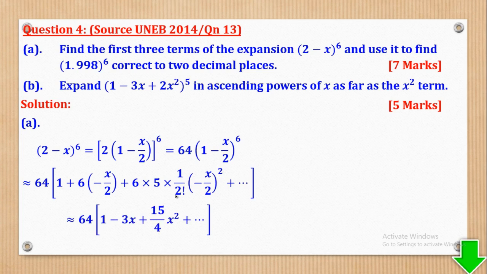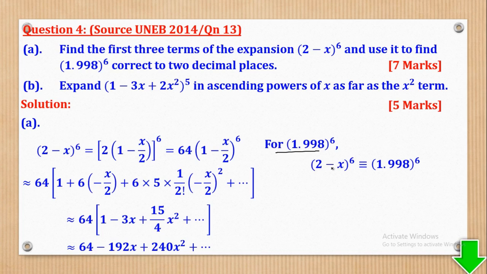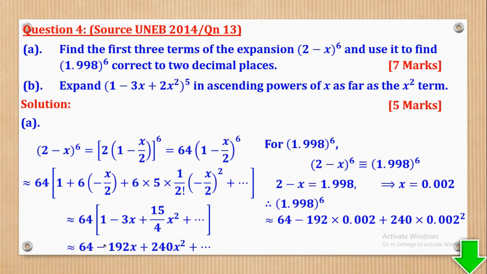The next is to simplify. So when I simplify, I'll come up with this as the required expansion. Now the hence part, they told us to use it to get this value to correct to decimal places. So now for this value, when I compare it with this, I'll realize that now this power is the same, so it cancels to remain with this equal to this. That means that x will be equal to 0.002. Now that I've got the value of x, I'll come and substitute it here and here. Then I'll use the calculator to come up with that value. And that is the required answer.